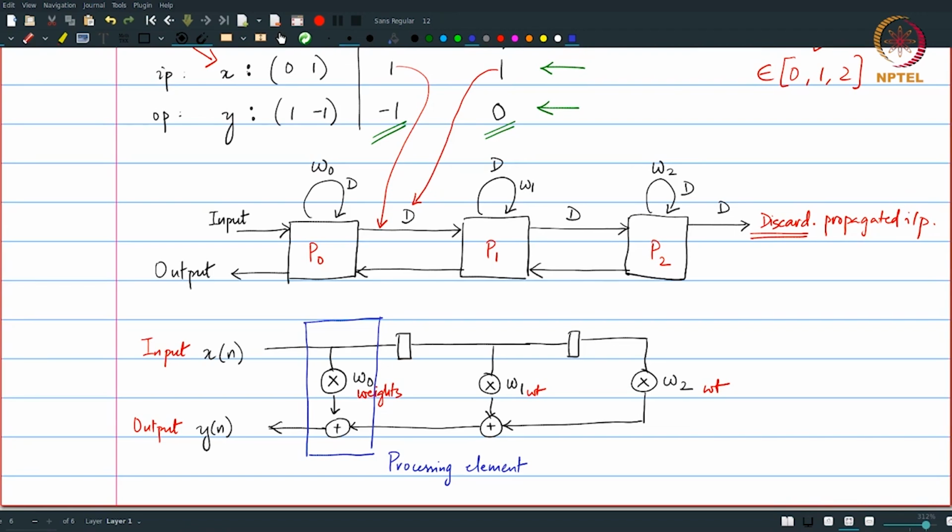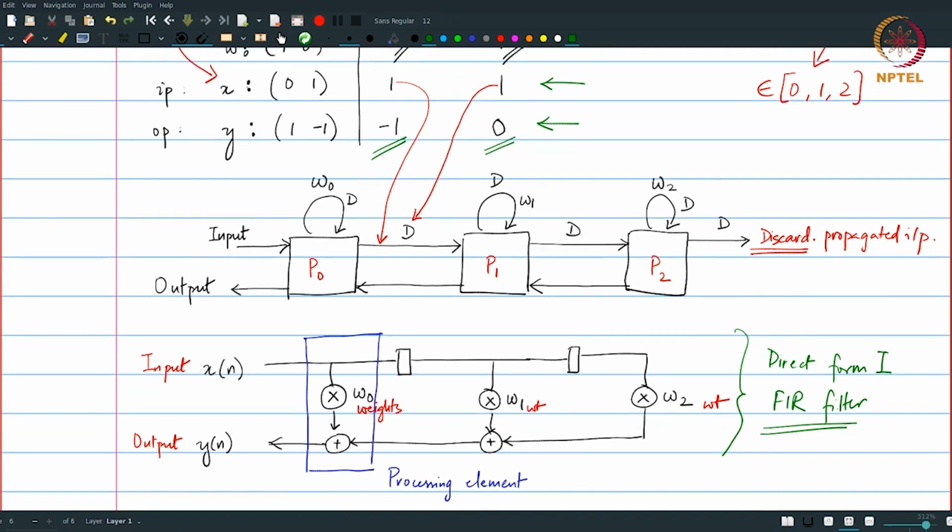What does this architecture look like? This essentially corresponds to what we would normally call the direct form 1 FIR filter architecture. Okay, so how did this happen?